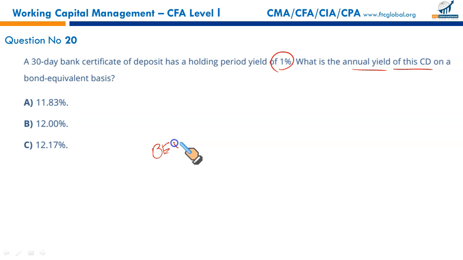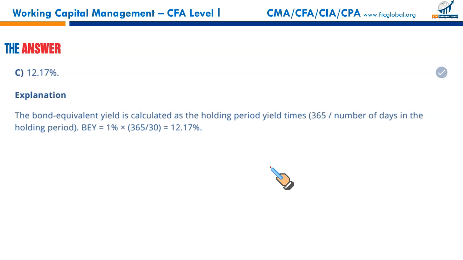Bond equivalent yield is equal to the holding period yield, that's 1%, multiplied by the days in a year, divided by the periods to maturity, that's 30. If you simplify this, 1% times 365 upon 30, you don't need to convert the percentage into 100. You'll get your result, it's 12.17. That makes C the correct option.